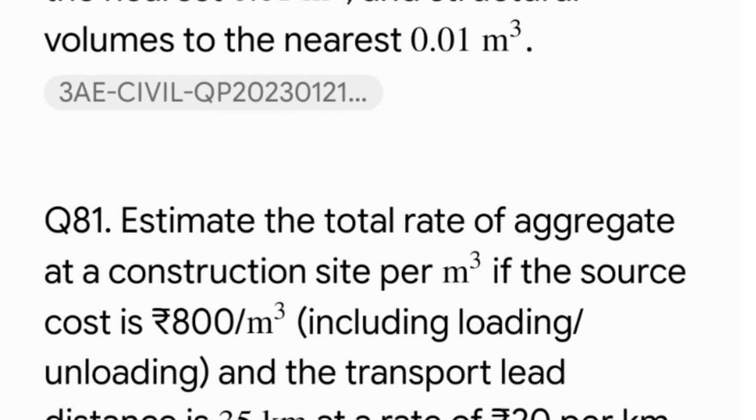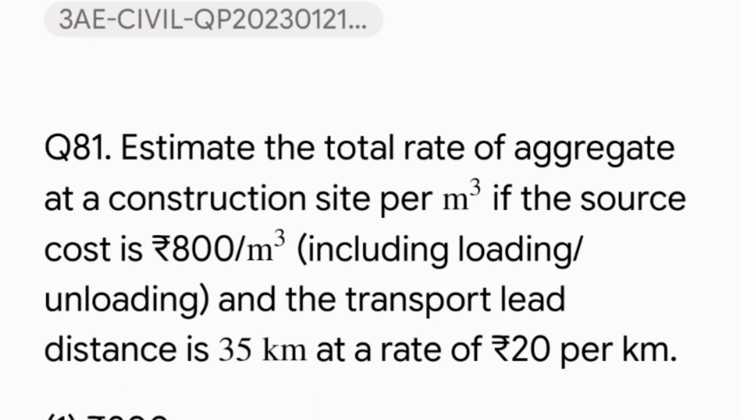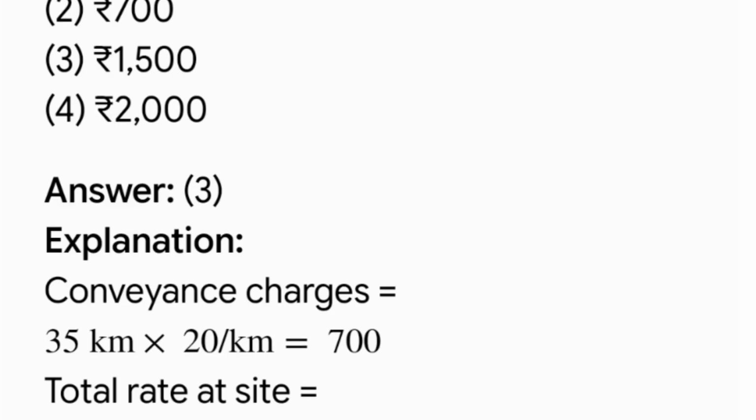Estimate the total rate of aggregate at the construction site per meter cube if the source cost is 800 per meter cube, and the transport lead distance is 35 km at the rate of 20 per km. Correct answer option 3, 1500.